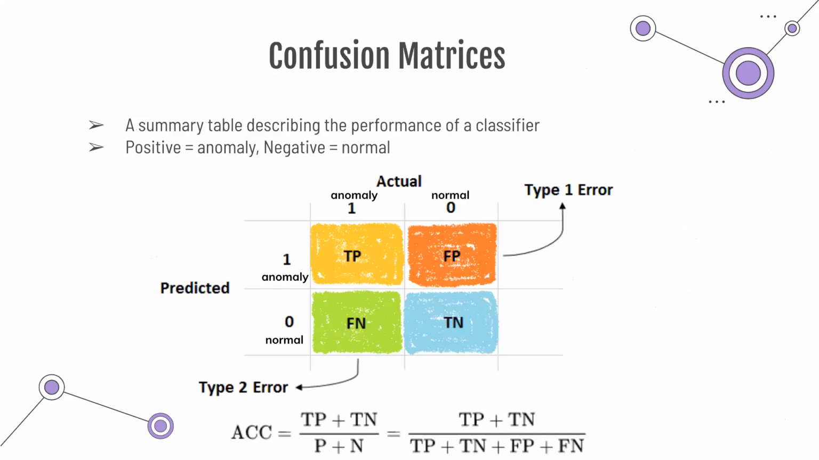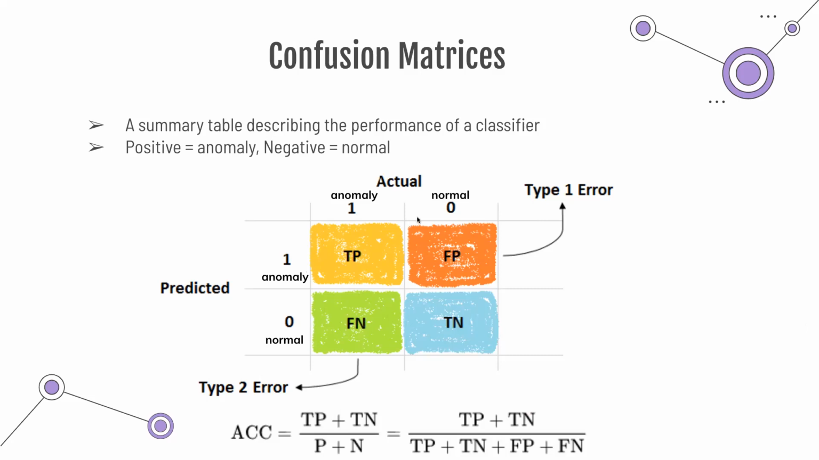So next up, we're going to talk about confusion matrices. And there's not too much confusing about this, so we'll just go over what exactly it is. So it's really a summary table that describes the performance of a classifier. And it uses true or false, or ones or zeros. And in anomaly detection, the 1 would indicate that it's an anomaly and 0 would indicate that it's normal. So in a confusion matrix, it shows what the actual outcome was and what the predicted outcome was.